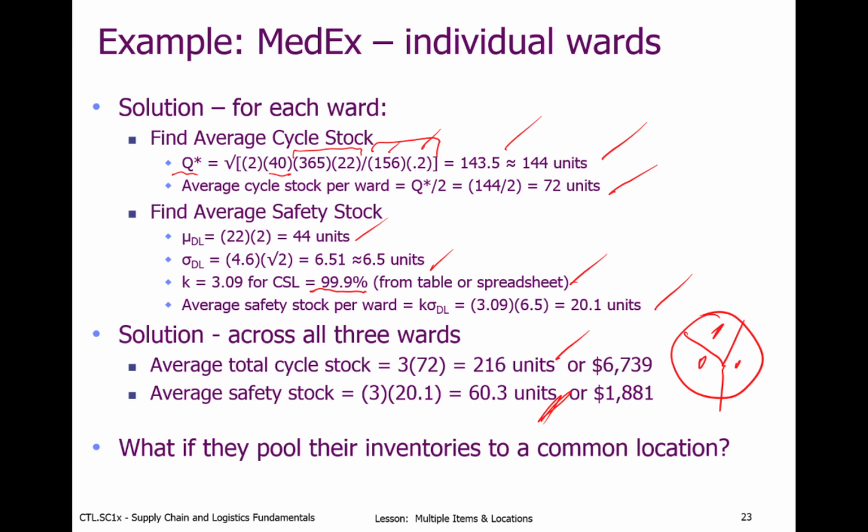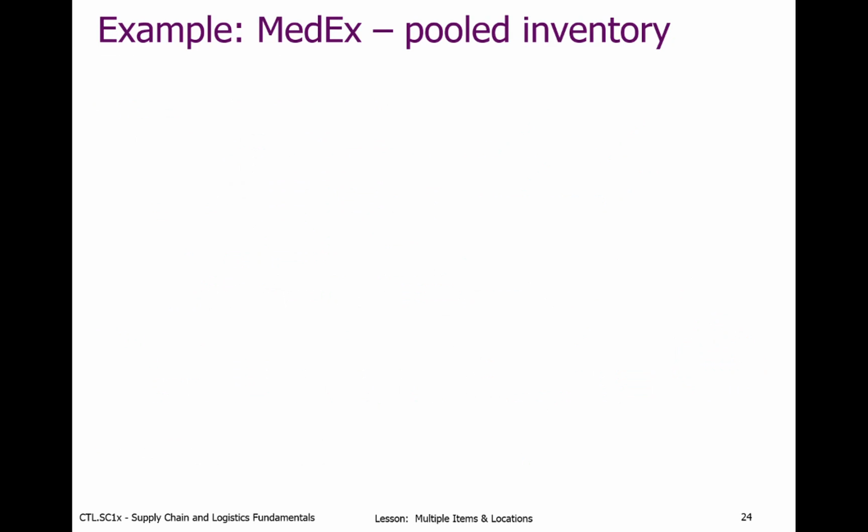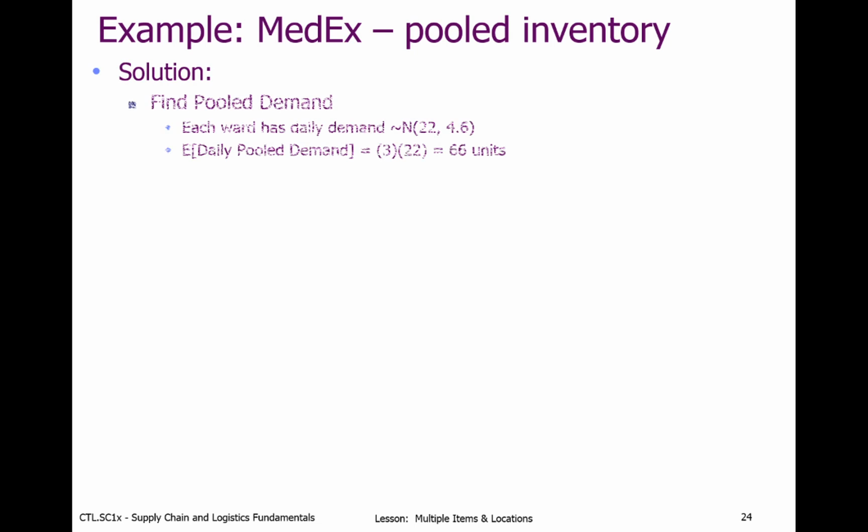Instead of keeping them at each of these different locations, they put them in the center. Let's say they put them all right here in one location instead of keeping 3 separate little inventory piles. What will happen? Well, what do we need to do? First thing we need to do is figure out what is the pooled demand, or that common demand for all 3 of the wards collectively. Well, if we know that each ward has a demand of 22 with a standard deviation of 4.6, then 3 of those added together, the expected demand each day is going to simply be 3 times that, so 66 units.